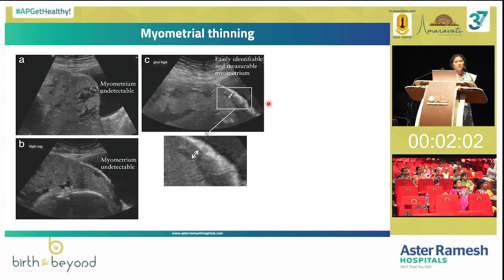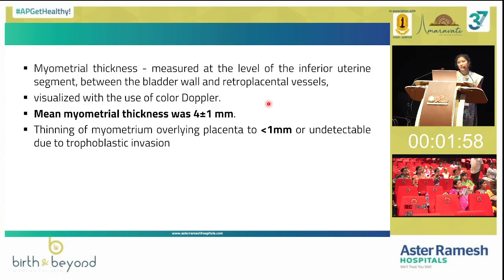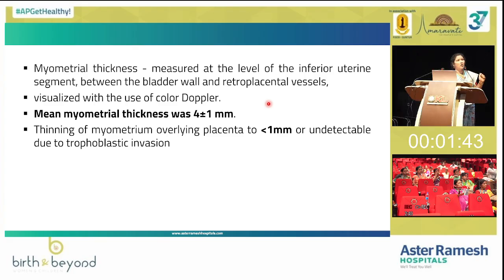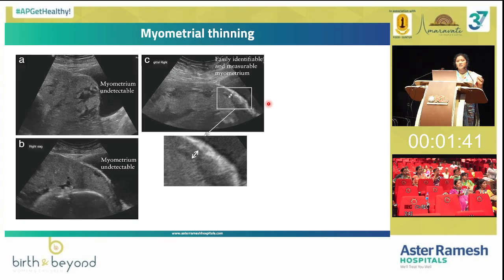And then comes the myometrial thinning. Normally myometrium is measured at the level of the inferior uterine segment, between the bladder wall and retroplacental vessels, visualized with the use of color Doppler. Mean myometrial thickness is 4 mm. If it is less than 1 mm or undetectable, then we consider it as myometrial thinning.